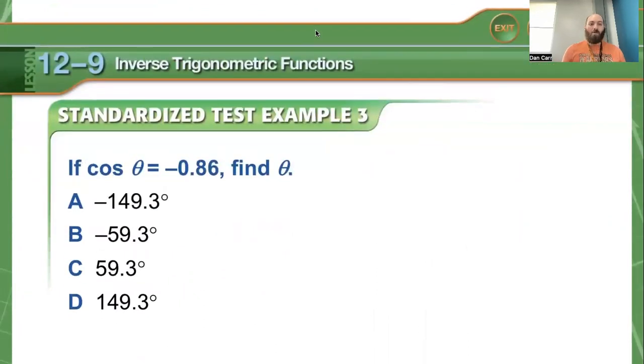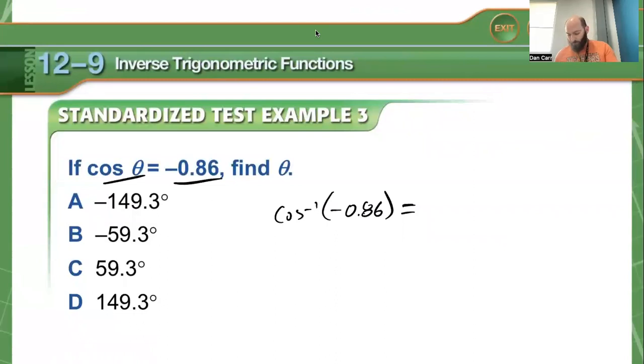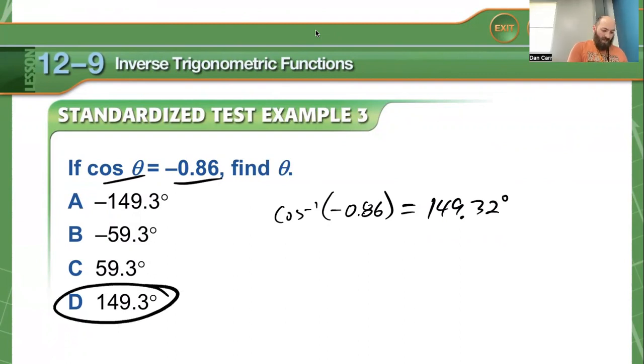Standardized test example, just remember this. If we're dealing with cosine of theta is equal to negative 0.86, find theta. You're going to take the inverse cosine of negative 0.86. If I plug that in my calculator, that comes out to 149.32 degrees, or 0.3. So the answer here is D.